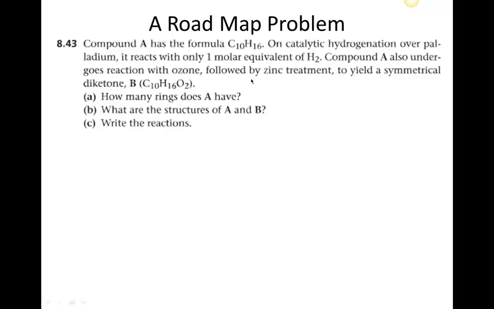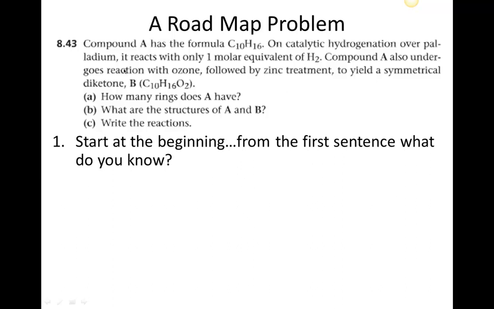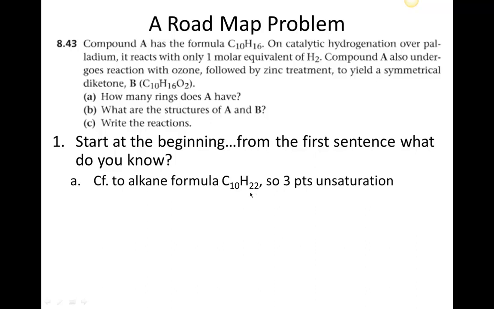So let's start at the beginning. From the first sentence, we can figure out how many points of unsaturation. So we compare C10H16 to the alkane formula C10H22. The difference of 6 means that there are 3 points of unsaturation. So that could be 3 rings, it could be 3 double bonds, or it could be a mixture of rings and double bonds. So then we read the next sentence.